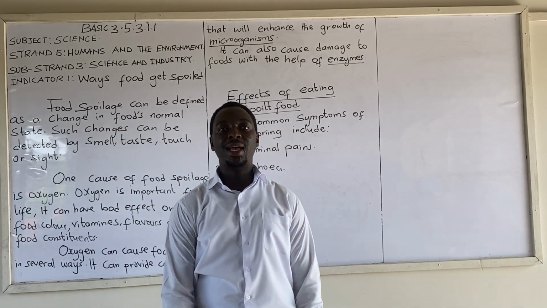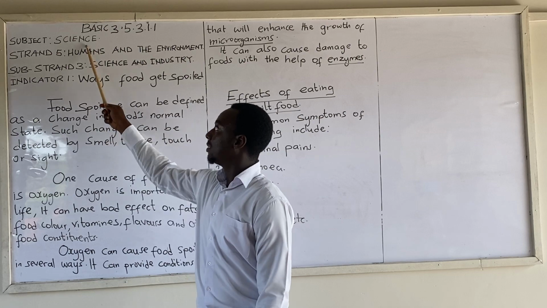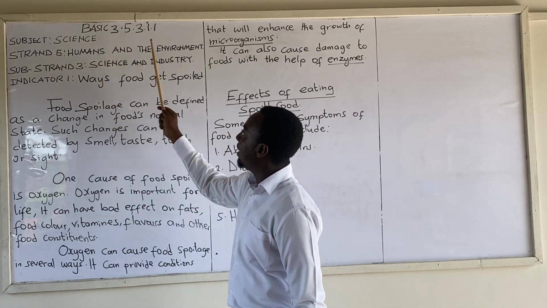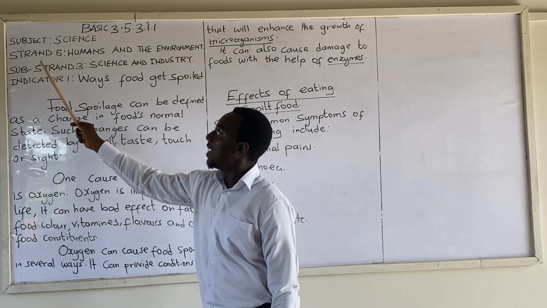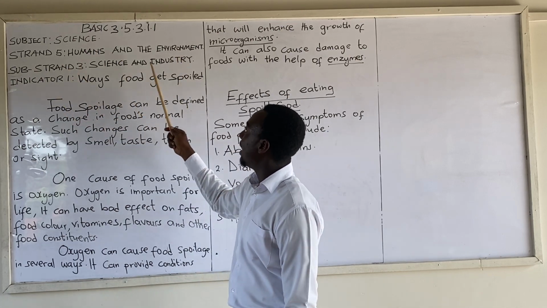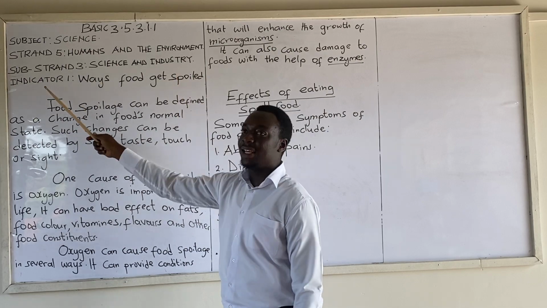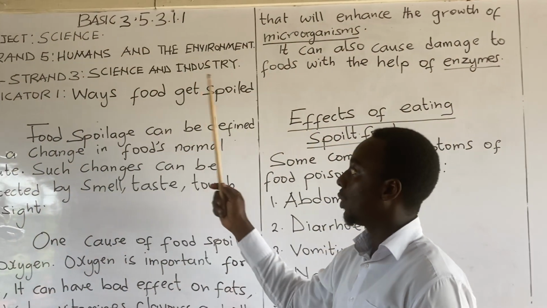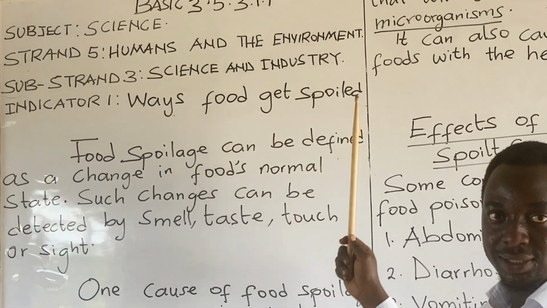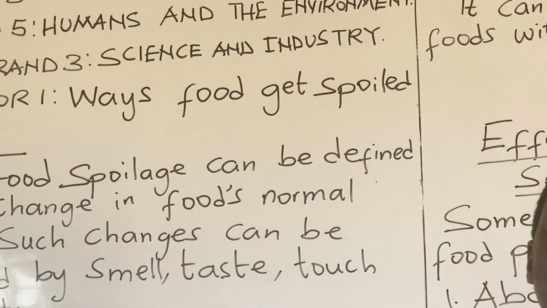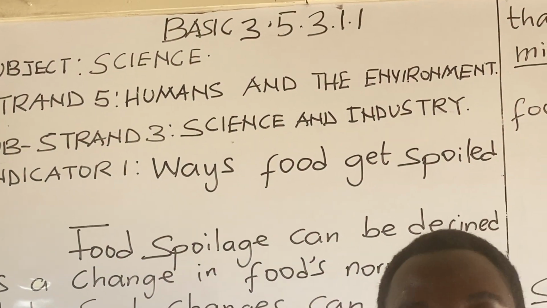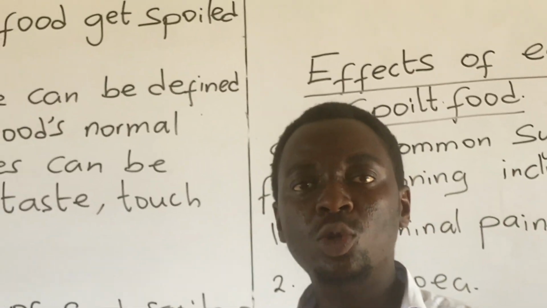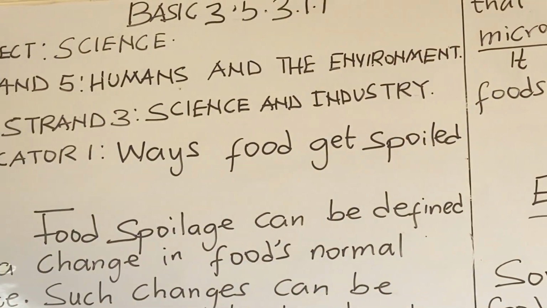Our subject for today is science, and it is taken from strand 5, humans and the environment. Substrand 3, science and industry. Indicator 1, ways food gets spoiled. We are going to look at some basic ways that the foods we have in our homes get spoiled. Let's look at the keyword here, food spoilage.